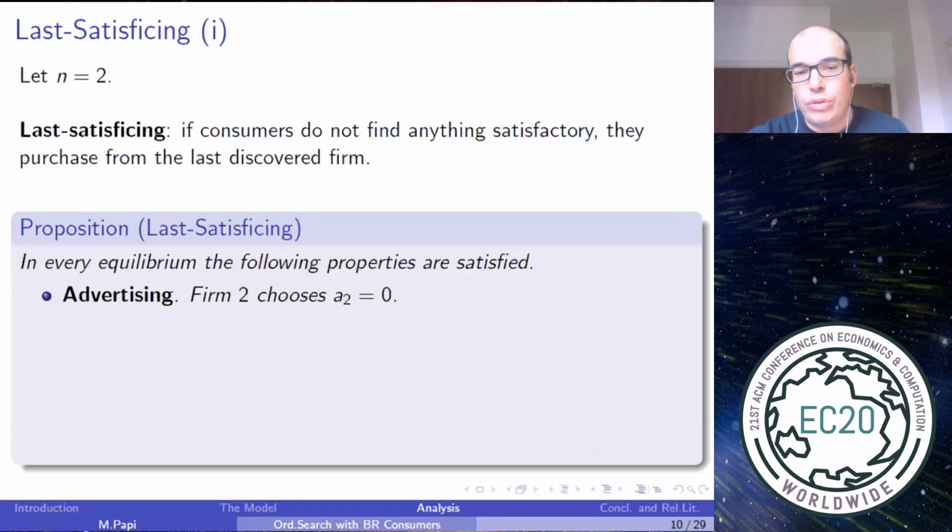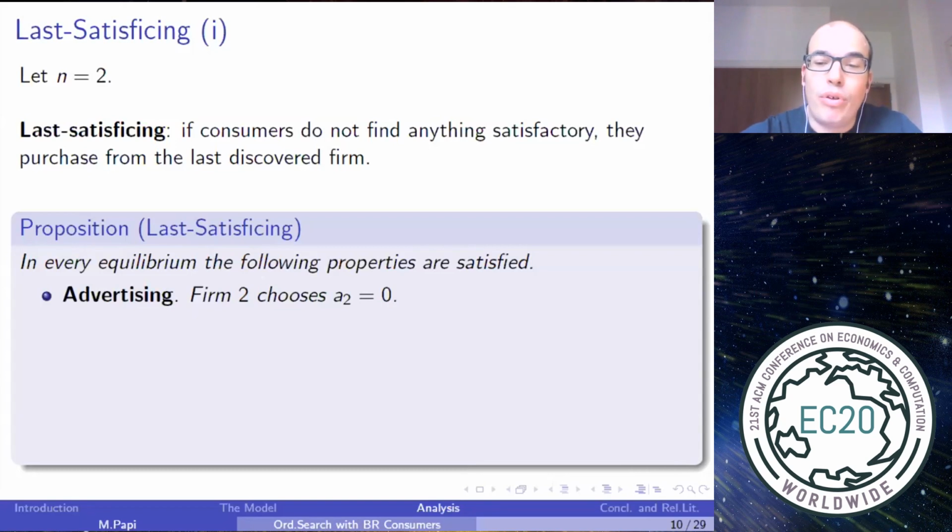I'd now like to move on to the discussion of the second variant of the model, last satisficing, by still looking at the duopoly case. Remember, last satisficing means that if consumers do not find anything satisfactory, they'll purchase from the last discovered firm. The next proposition partially characterizes the equilibrium. As you will see very shortly, the strategic implications of last satisficing are very different from the best satisficing variant of the model.